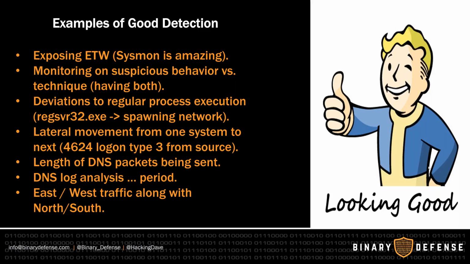Lateral movement, event log 4624 login type 3, which is network login type. Monitoring those and seeing where people are coming across your infrastructure network with is important. Length of DNS packets, looking at DNS traffic for DNS exfiltration. Having DNS log analysis, period, is important. And also understanding what east to west traffic looks like, what Bob's machine in IT or Bob's machine in marketing to Marion in IT's machine looks like, and understanding that type of traffic as well as command and control infrastructure is really important out there. So these are just some good detection criteria, and hopefully a lot of you are already doing it. If not, we can definitely help you out on that.